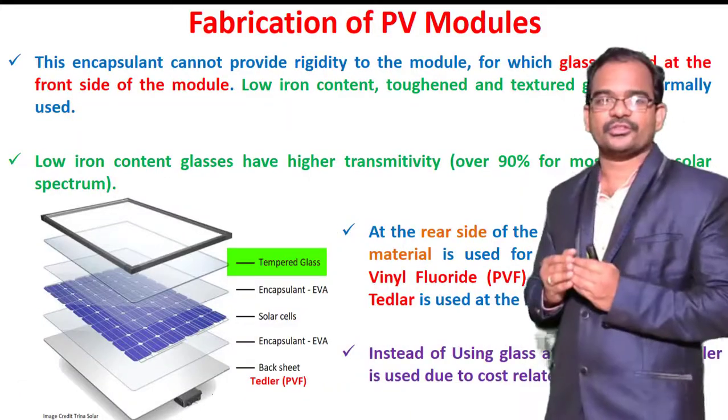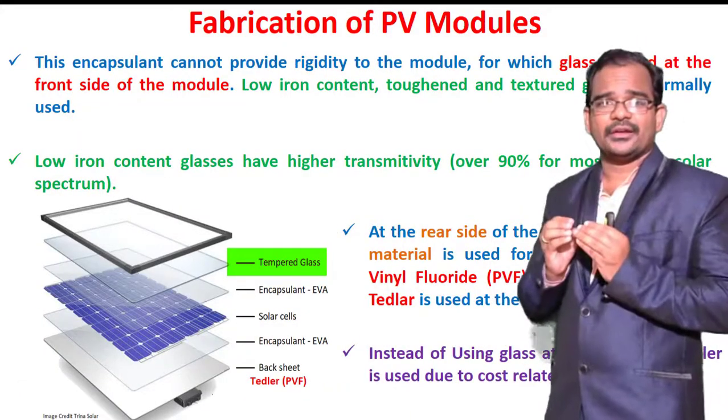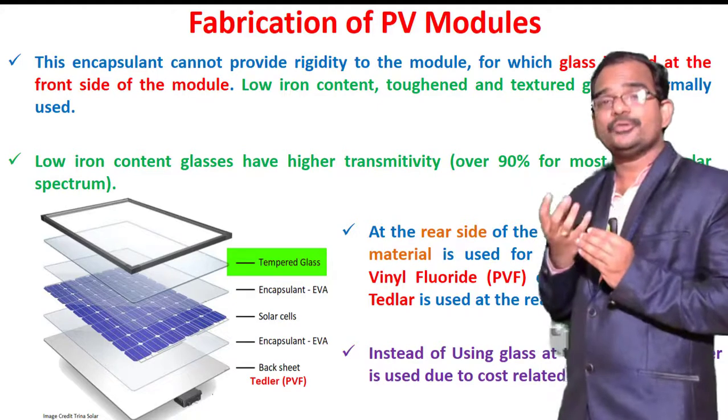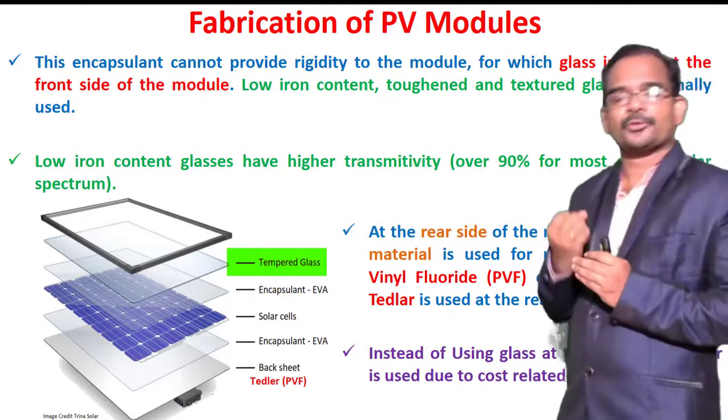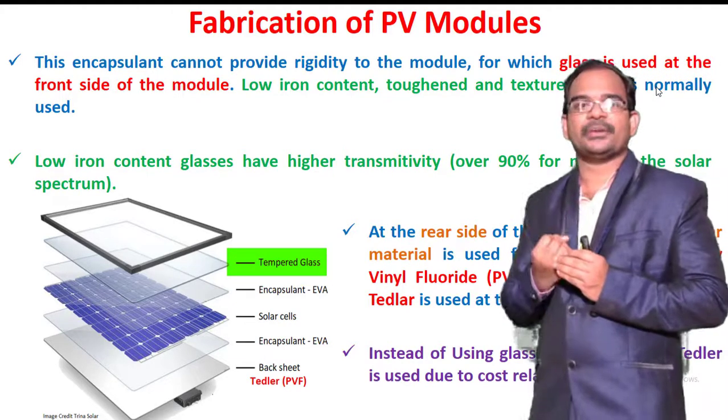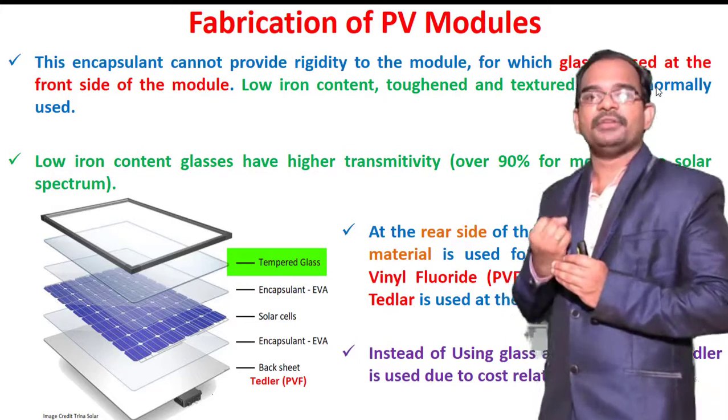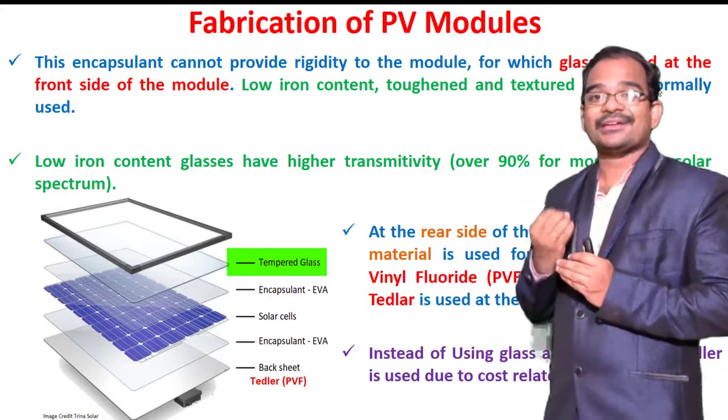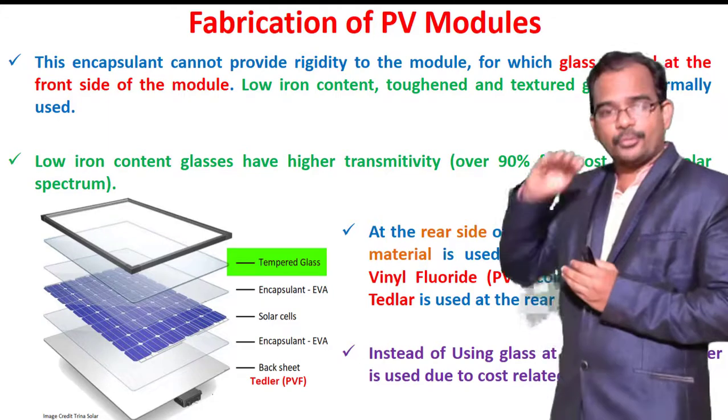The next point is that this encapsulant cannot provide rigidity to the module. Even though it protects from environmental damage, it cannot give strength to the PV module. So for that, glass is used at the front side of the module.